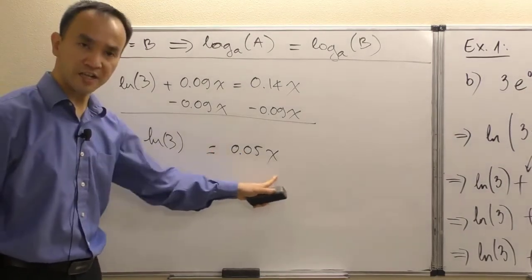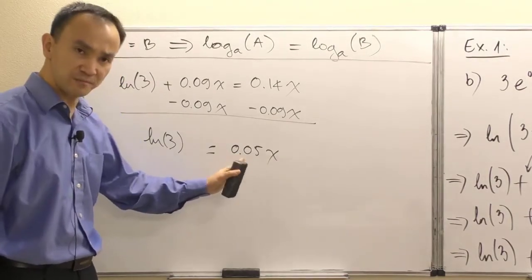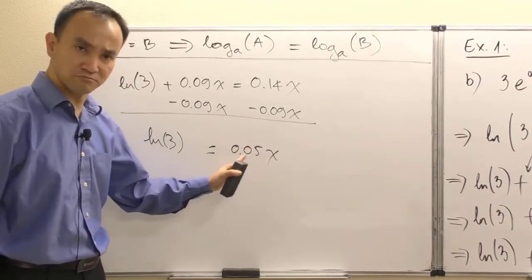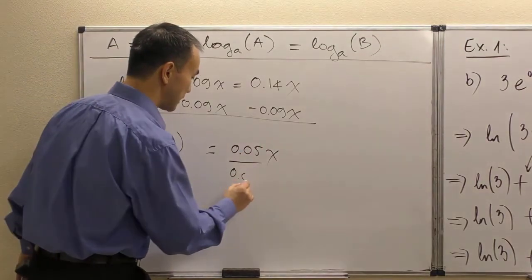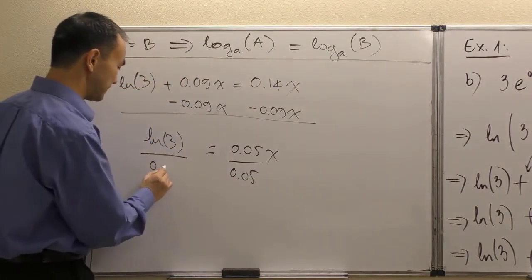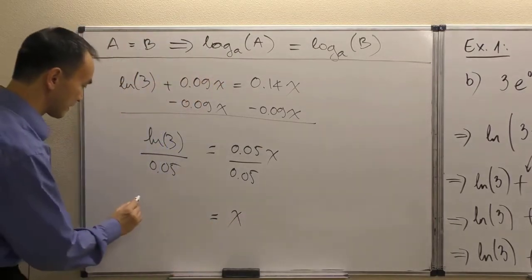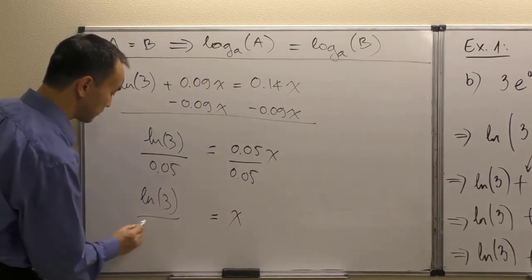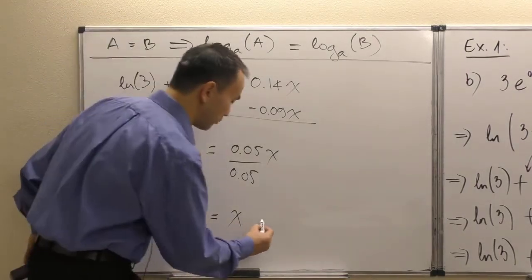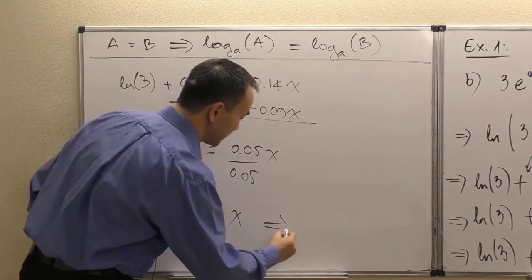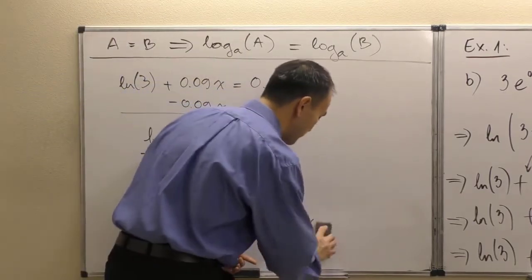Now this is just a linear term. Yes, a little bit of an ugly looking coefficient here, but it's completely doable. I'm going to divide both sides by 0.05. Now I'm ready to calculate my value for x. So x equals natural log of 3 divided by 0.05. This is an exact expression. Now we're going to head over to our calculator to obtain a final approximate value in decimals.